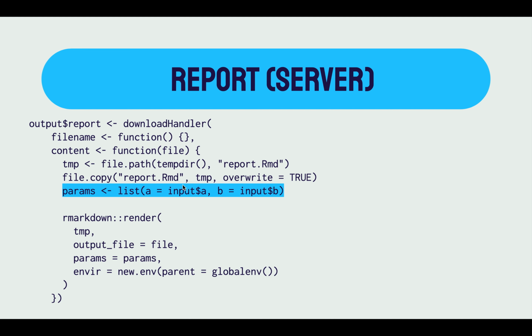And so I can use inputs that the user actually input. I could also alternatively use other variables that I created as part of my Shiny server. This allows me to pass those into that report. And then finally, I just render that report by using the rmarkdown render function. The file is the file that I have set, and the parameters here are going to be the ones that I've listed above.